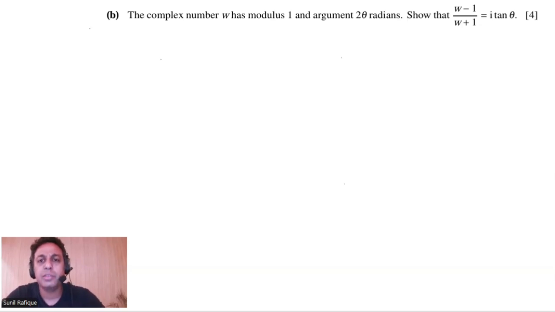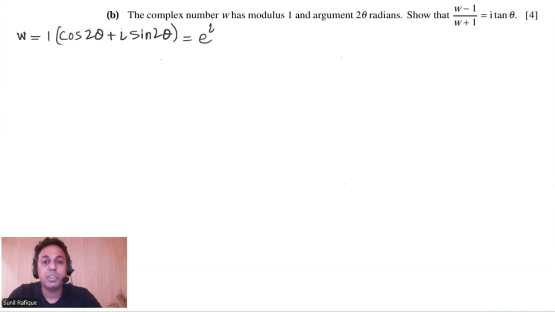So here is part B. The complex number W has modulus 1 and argument 2 theta. Show that this identity, W minus 1 over W plus 1, is iota tan theta. And it has nothing to do with part A. So sometimes you do get questions like these where the A part and the B part are entirely different. They have no link with each other. So I can write W as its modulus is 1 and the argument is 2 theta, so cos 2 theta plus iota sine 2 theta. So I have written a polar form for this complex number. This can be written as e to the iota 2 theta as well, like the exponential form, okay?